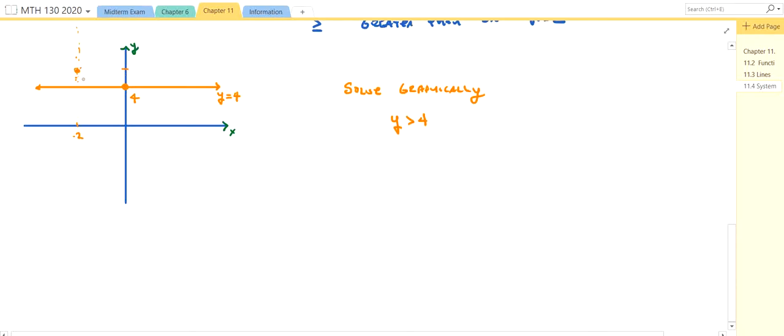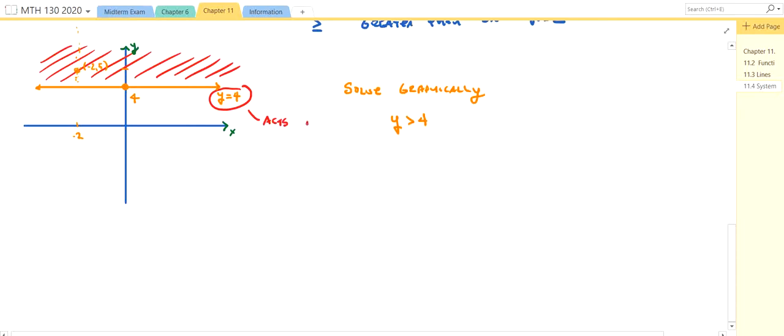For example, if I choose this point here, which is the point -2, 5, that's greater than 4. So what we could do if we're going to solve this graphically is shade in this whole area up here over the y equals 4 line. So the equation y equals 4 acts as a boundary.